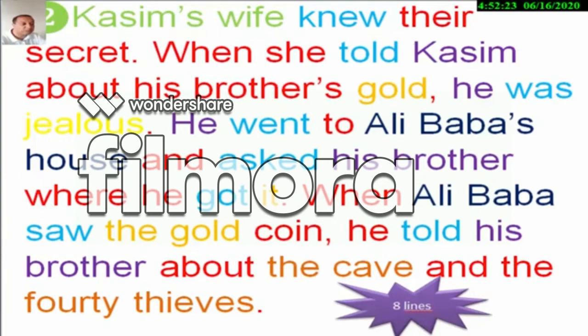Qasim's wife. زوجة القاسم. Knew. بمعنى أنها كانت على دراية، كانت تعلم. Knew في الماضي. Their secret. بأسرارهم. Their, من علي بابا and his wife. إذا زوجة القاسم كانت تعلم بالسر الذي أخفته كل من زوجة علي بابا، وكذلك زوجها الذي أخفاه عن أخيه القاسم.